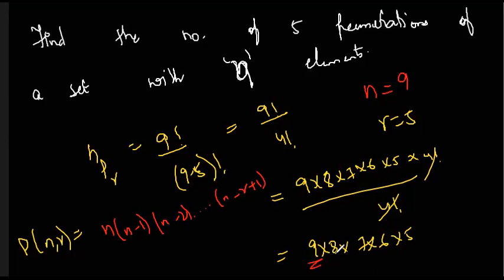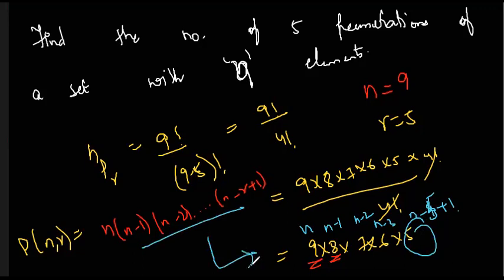N is 9, n minus 1 is 8. Let's just write it over here. This is your n, n minus 1, n minus 2, n minus 3, up to n minus R plus 1. Your R is 5, so this will be n minus 5 plus 1. So 9 plus 1 is 10, and 10 minus 5 will give you 5. So the same can be written in this way or in this way.